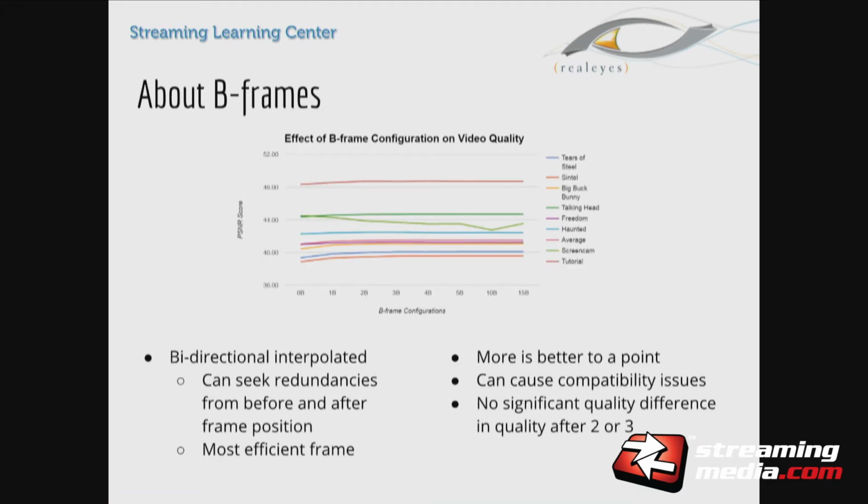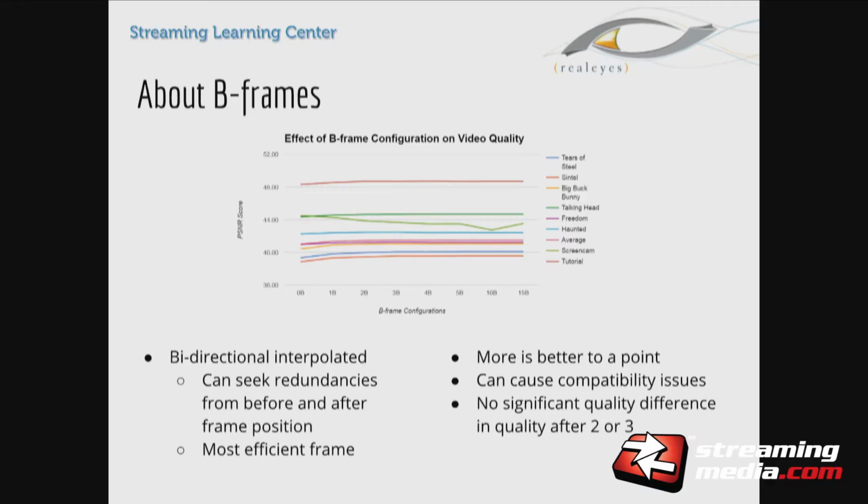Okay, B-frames is another configuration option that I like to control. This is the effect of B-frame configuration on file quality, and these are some of the files that I'm working with in the book that I referenced. We see the PSNR score on the left. Higher scores are better. We see 0 B-frames on the extreme left and 15 B-frames on the extreme right. In some files, in this case, this is a tutorial file, which is a Camtasia-based file, we see that B-frames reduce quality. In most files, we see that B-frames really have almost no impact on quality.